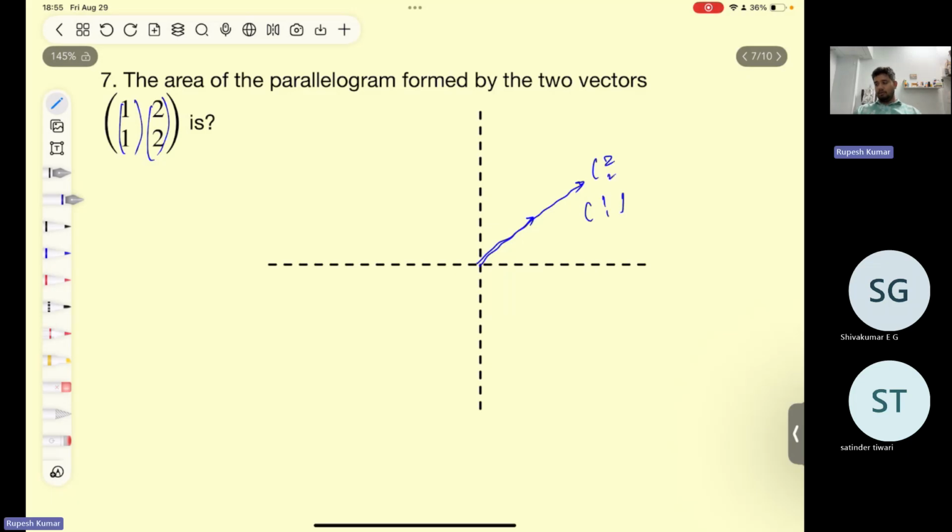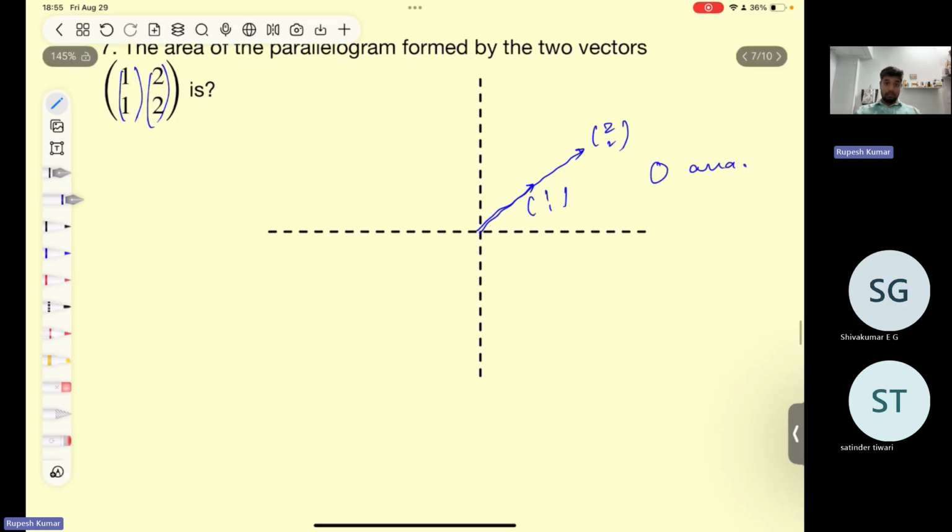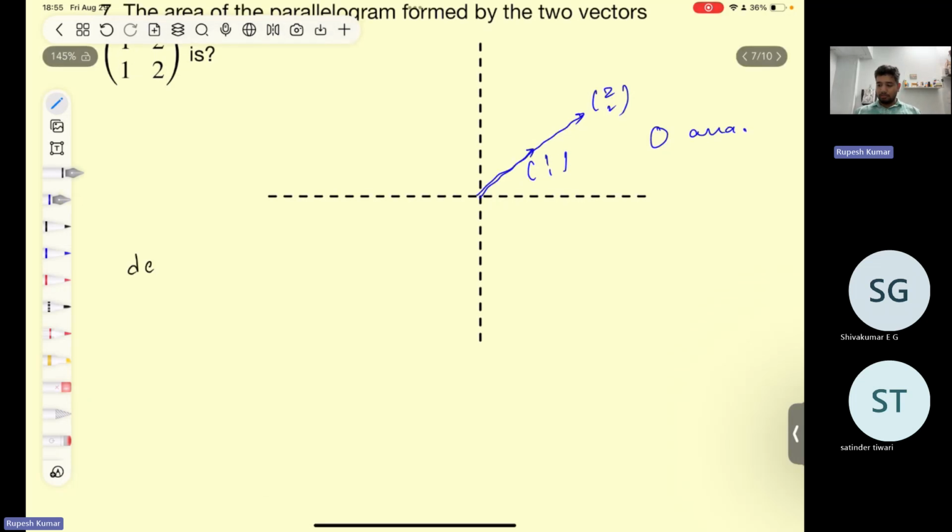Anyone, what is the area of this parallelogram? Zero, right? Because these two vectors lie on the same line, they enclose zero area. You can always check this. How? We all know that for 2D matrices, area can be computed simply by computing the determinant of the matrix, right? So what is the determinant of the matrix?